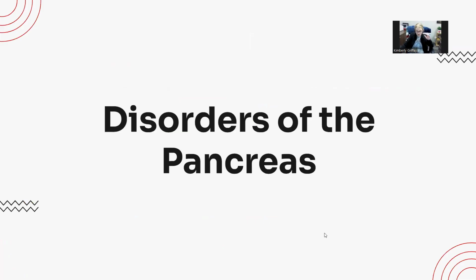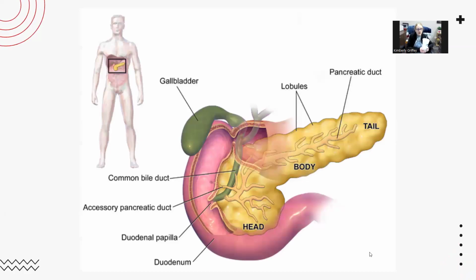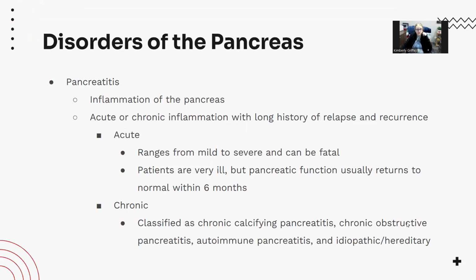All right, now we're going to talk about disorders of the pancreas. So here's a picture of the pancreas. The pancreas consists of a head, body, and tail. And then you have the pancreatic ducts. One of the disorders of the pancreas is pancreatitis, and this is an inflammation of the pancreas.